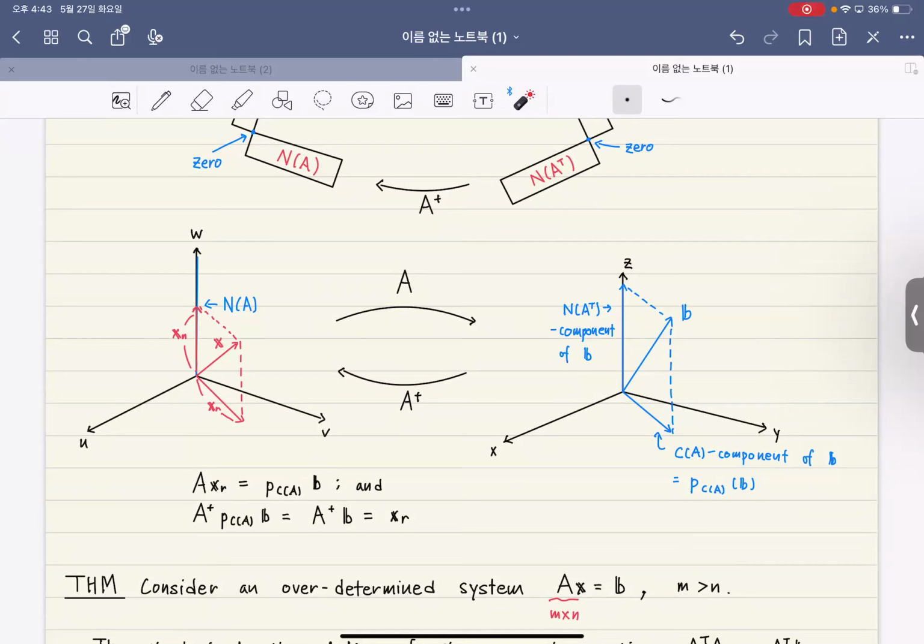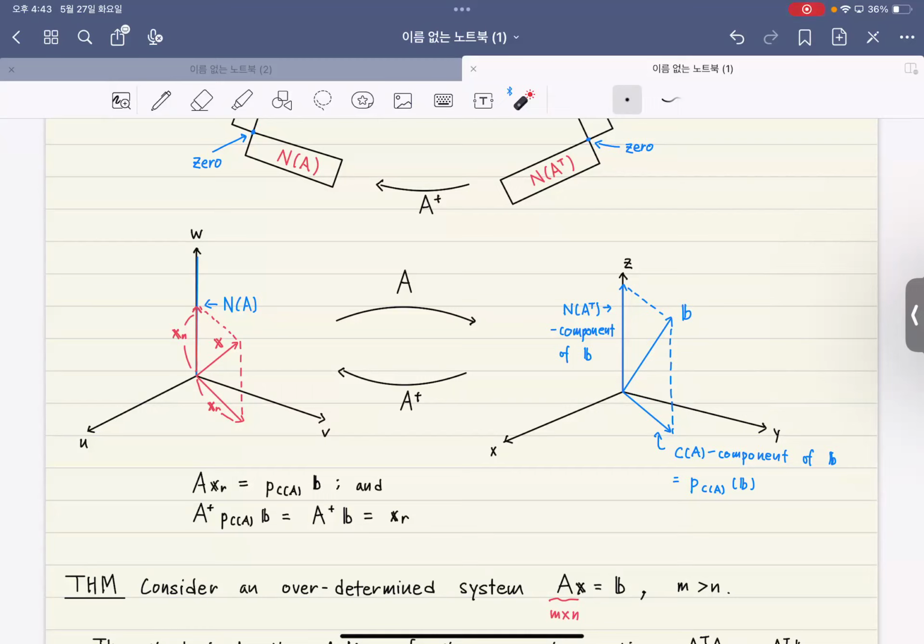Now, why is the pseudo inverse something to do with the least square solution, the shortest length solution? I will explain from now. If this is B, then this is the column space component of B, and we are looking for this vector that lives in the row space of A, whose image is precisely this guy. This is what we are looking for.